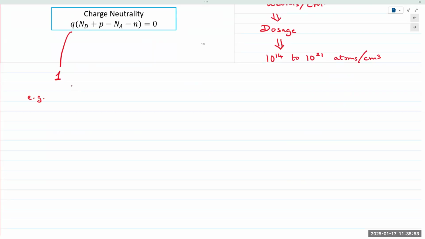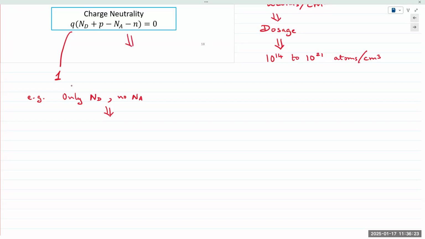Let's say we dope a semiconductor material with simply donor atoms. Just donor atoms. No acceptor atoms. So then what are the charge carriers that are present in that material? We'd have negative charges, right? So what would we have?